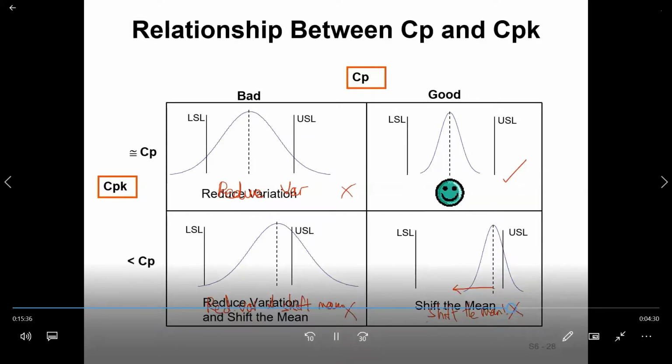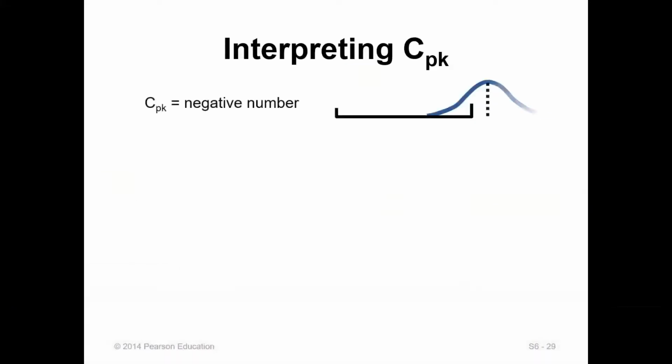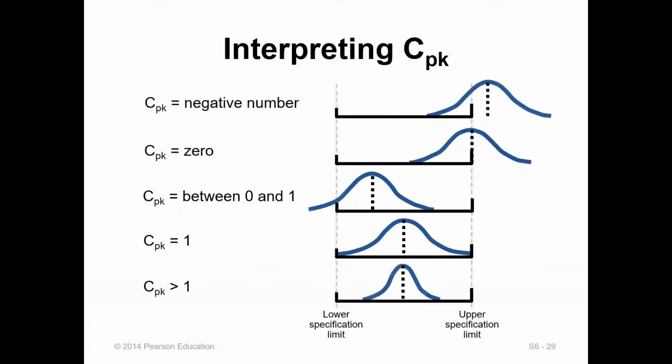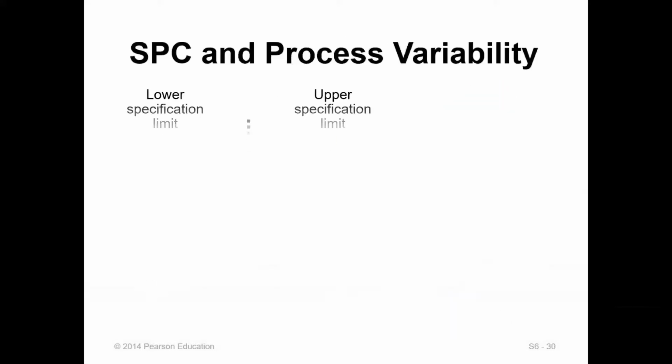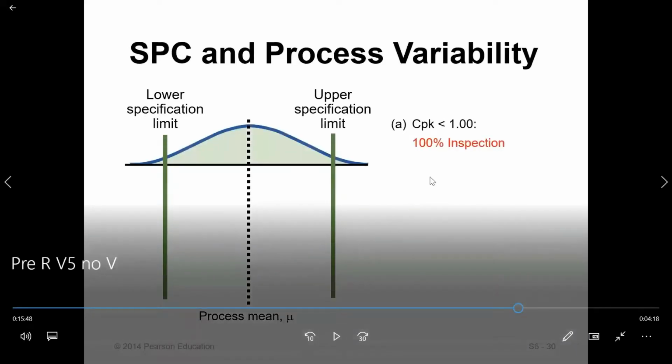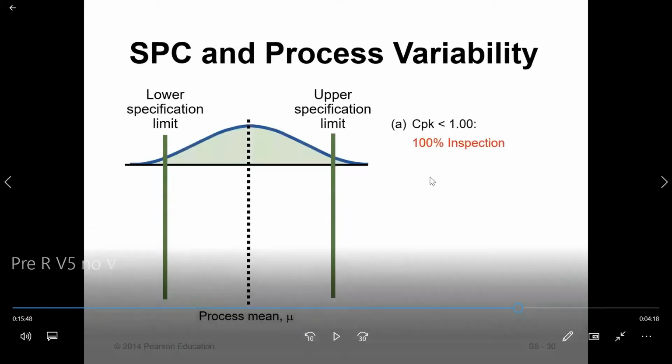What will be the next? Interpreting CPK. More than one, but we want 1.5. Yeah. All right. Why are we learning this CPK? Why are we studying CPK so much?